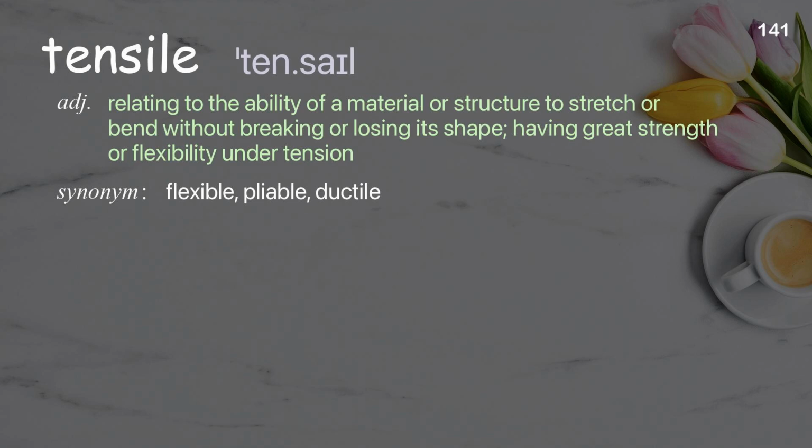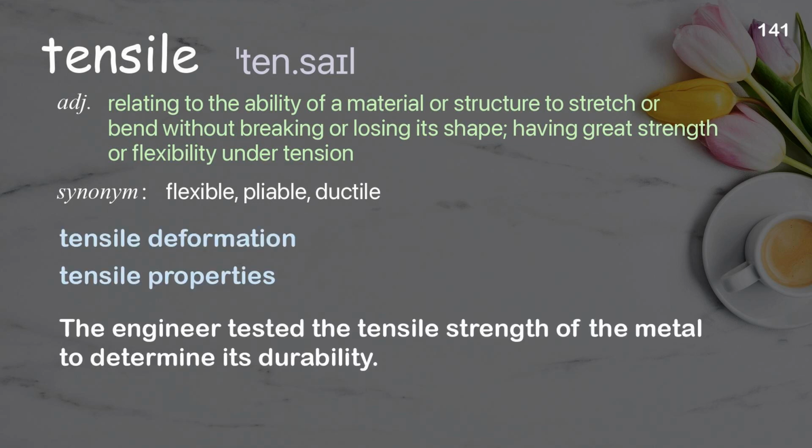Tensile. Relating to the ability of a material or structure to stretch or bend without breaking or losing its shape, having great strength or flexibility under tension. Examples: Tensile deformation. Tensile properties. The engineer tested the tensile strength of the metal to determine its durability.